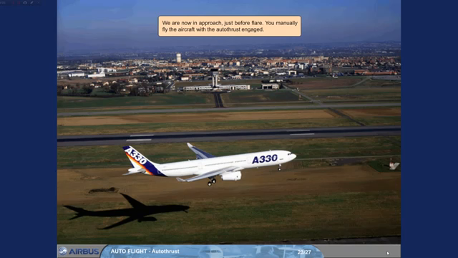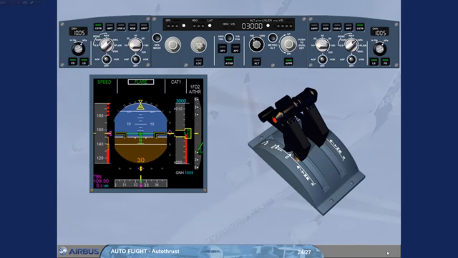We are now in approach, just before flare. You manually fly the aircraft with the autothrust engaged. Note that the autothrust is in speed mode.